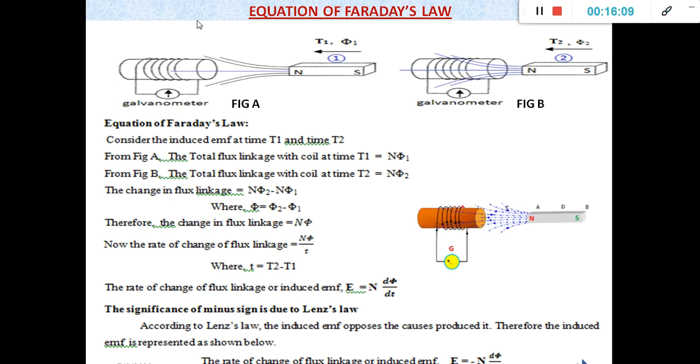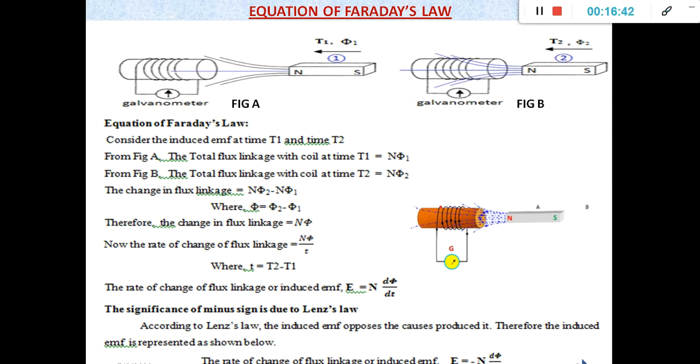Now we are considering two positions. One is at time t1. At time t1, the flux linked with this coil is equal to phi 1. At time t2, the flux linked with this coil is phi 2. We are taking these two positions. Now derive the EMF equation. Consider the induced EMF at time t1 and t2.